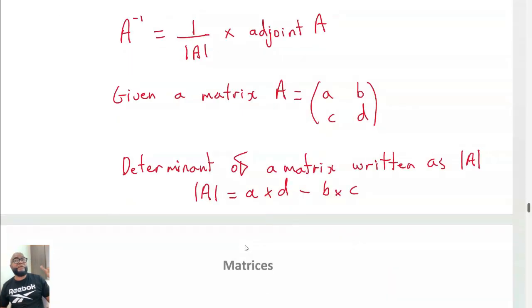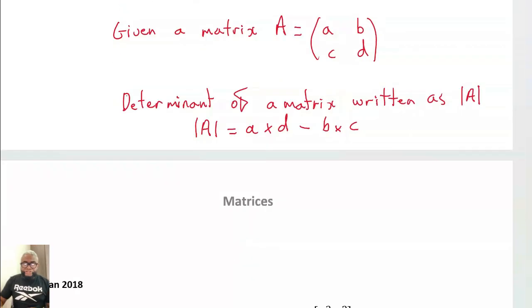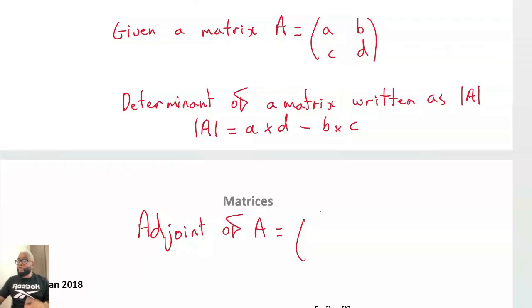So this here is the determinant of my matrix. When you work that out, you will get 1 number. Now let's go to the adjoint. What is the adjoint of the matrix? The adjoint of A is when you interchange D with A, and then you multiply B by -1. If it's negative, it becomes positive. If it's positive, it becomes negative. And then C is also multiplied by -1.